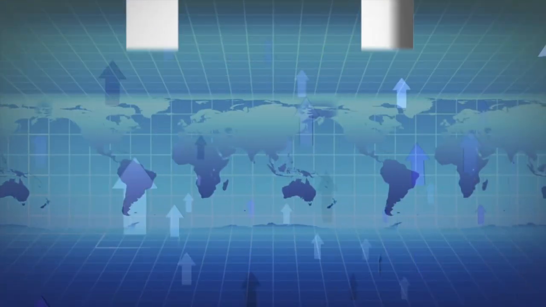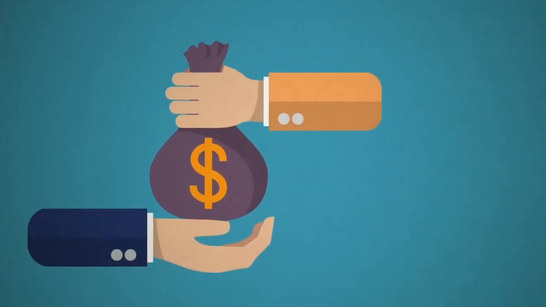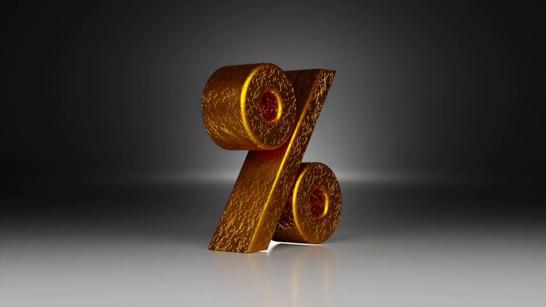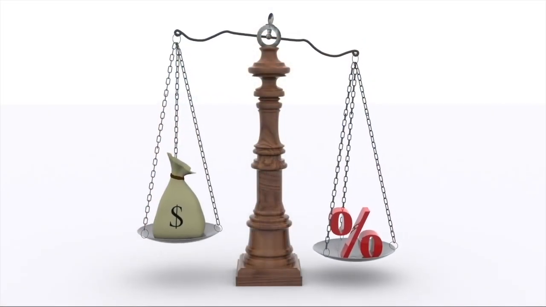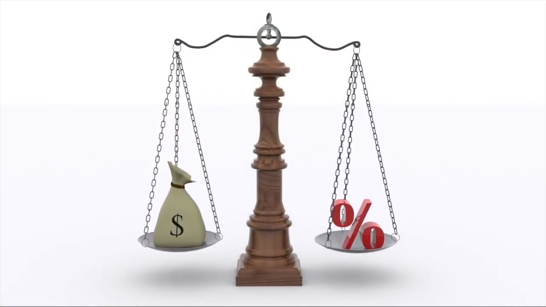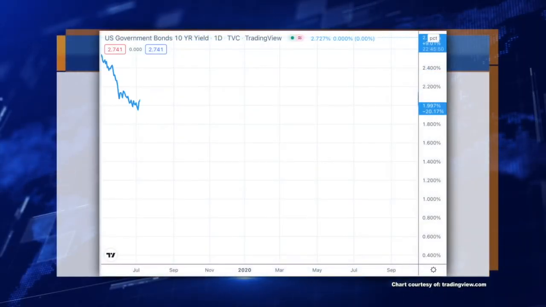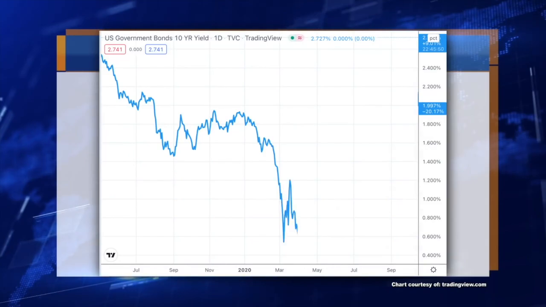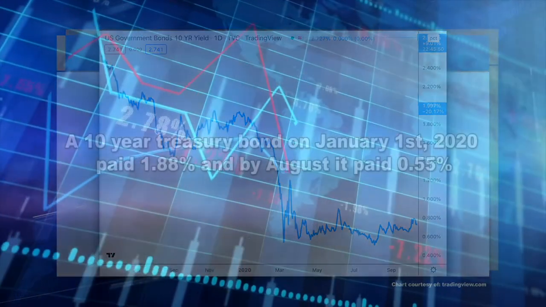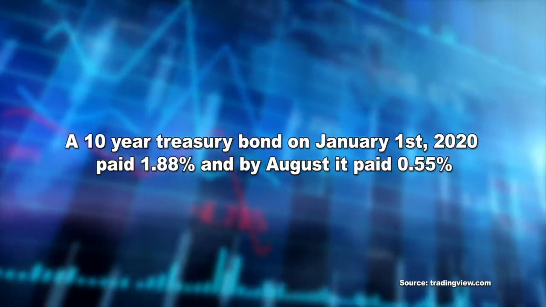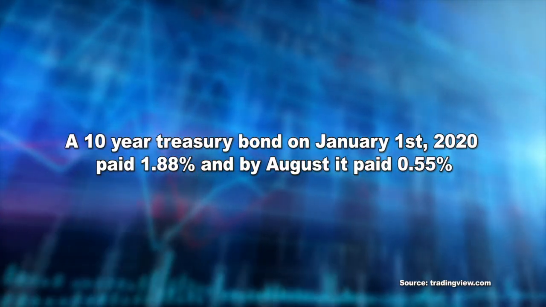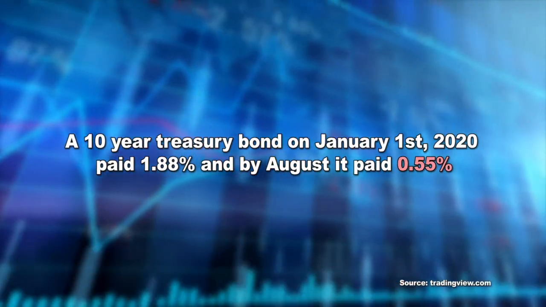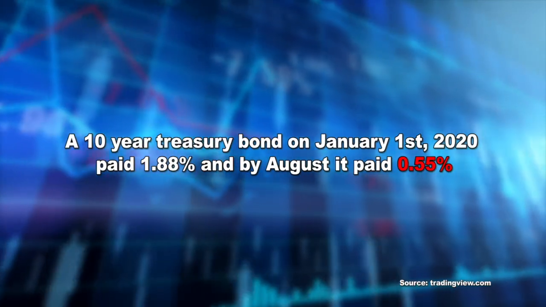It sounds complicated, but it's fairly simple. When a bond price goes up, it requires a greater payment up front. However, the interest payment on a bond doesn't change. Therefore, over the lifetime of the bond, the payout will decrease. In simple terms, when prices go up, interest rates usually go down. In early 2020, when the Fed started printing money to buy bonds, rates dropped. A 10-year Treasury bond on January 1st, 2020 paid 1.88%, and by August, it paid 0.55%.